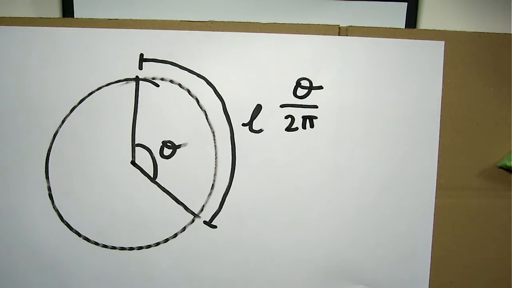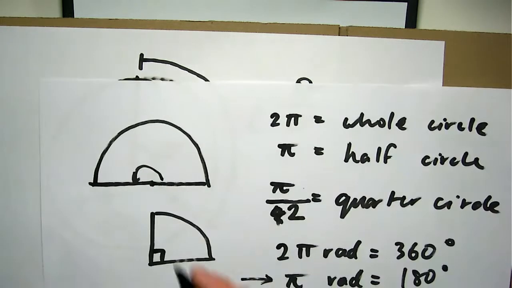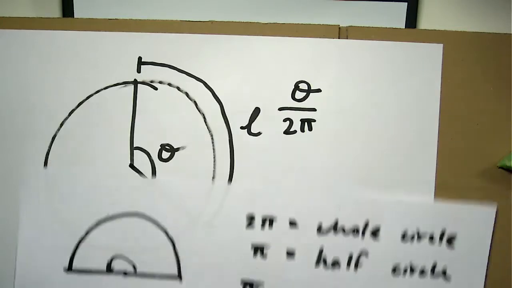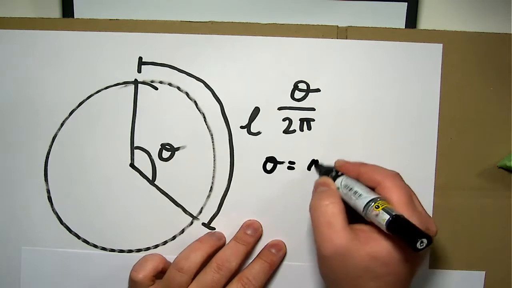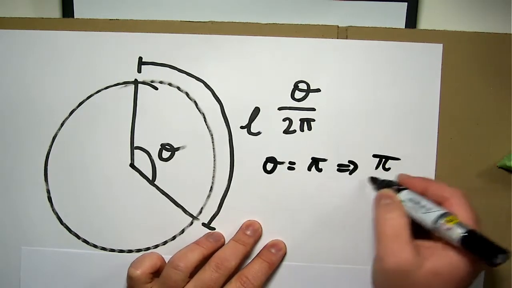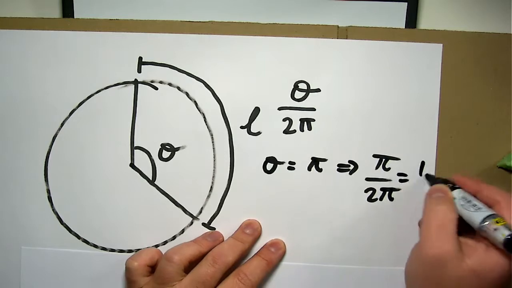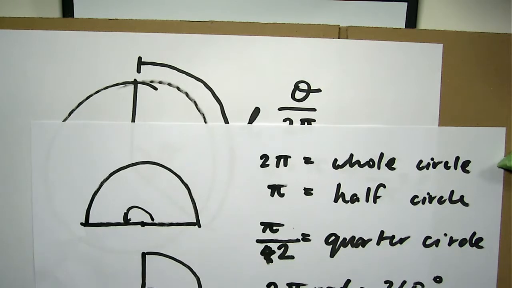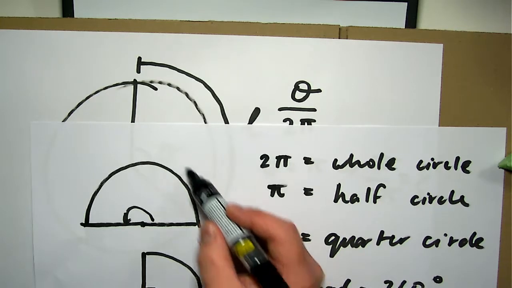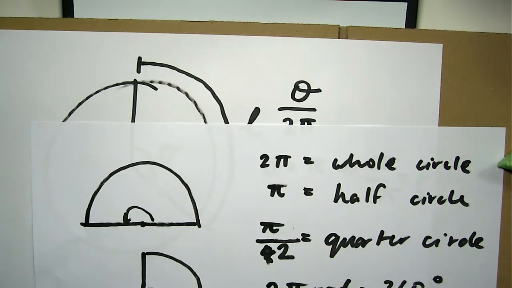Let's check this with a simple example. If theta was equal to pi, then we'd be back in the situation we had here, and theta over 2 pi is pi over 2 pi, which is a half. So we would have half a circle, and that's exactly what we see here. But look, in this case, we've got half a circle in terms of the angle, but we also have half of the circumference. The arc length here is half of the circumference as well. And this is going to work in general.